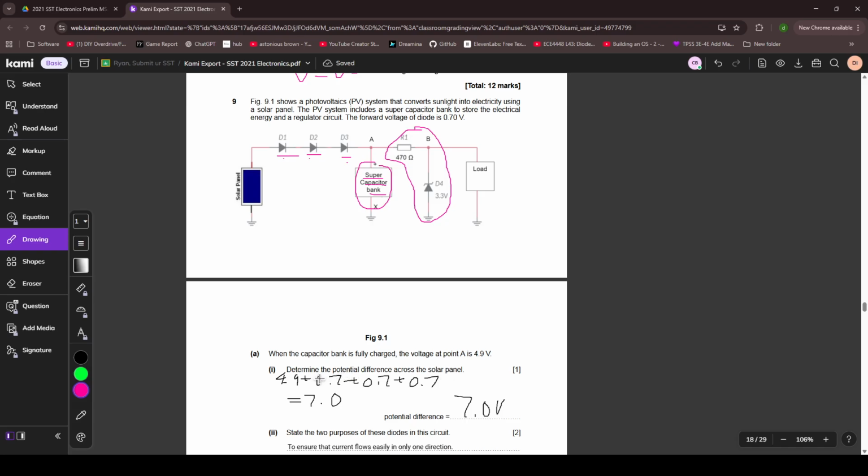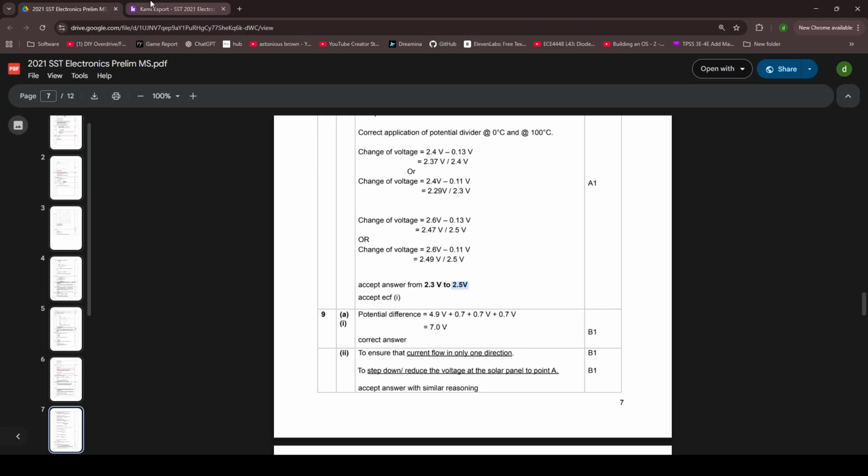4.9 plus 0.7 plus 0.7 plus 0.7 is 7 volts. I think that works. Yeah, okay. Yeah, that works.